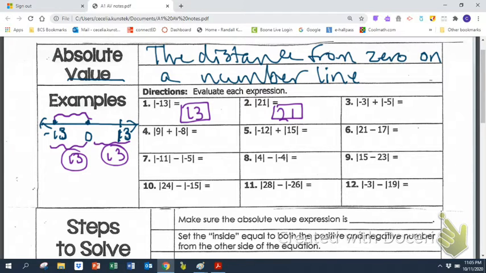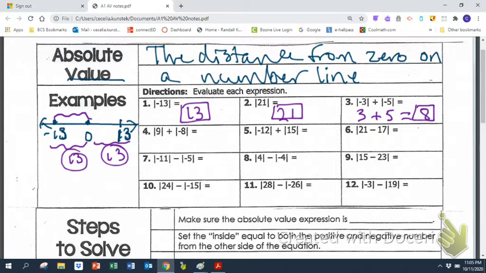So now we're going to do some computations. We're going to do some equations with it. If I want to know the absolute value of negative 3, and I want to add that to the absolute value of negative 5, I need to find the absolute value of each one separately. So the absolute value of negative 3 is 3, plus the absolute value of negative 5 is 5. So my answer is going to be 8.